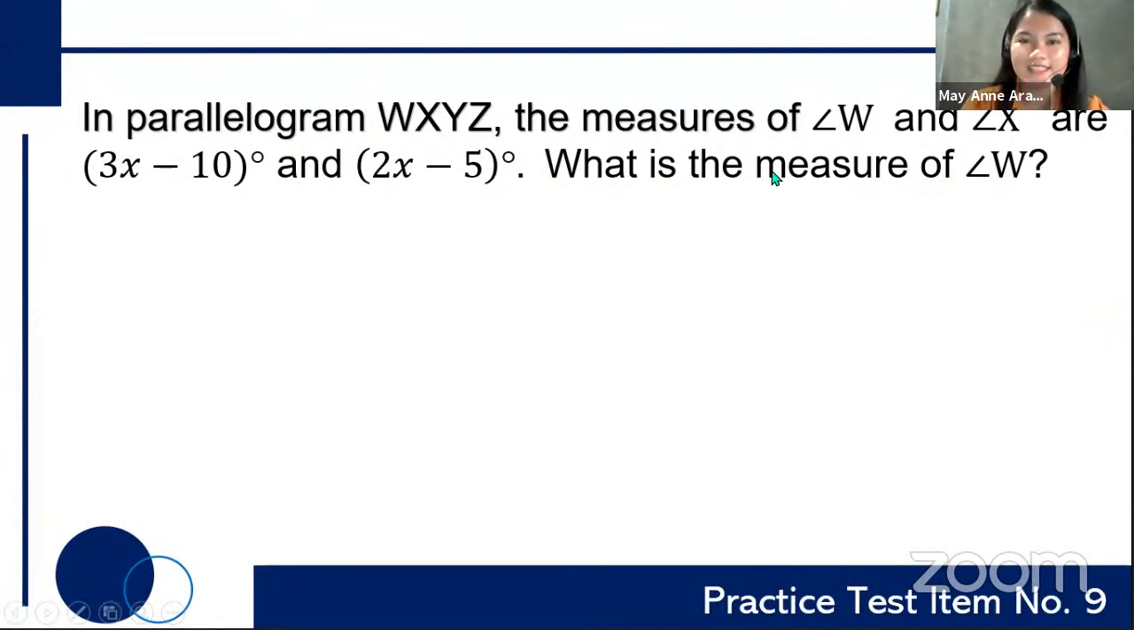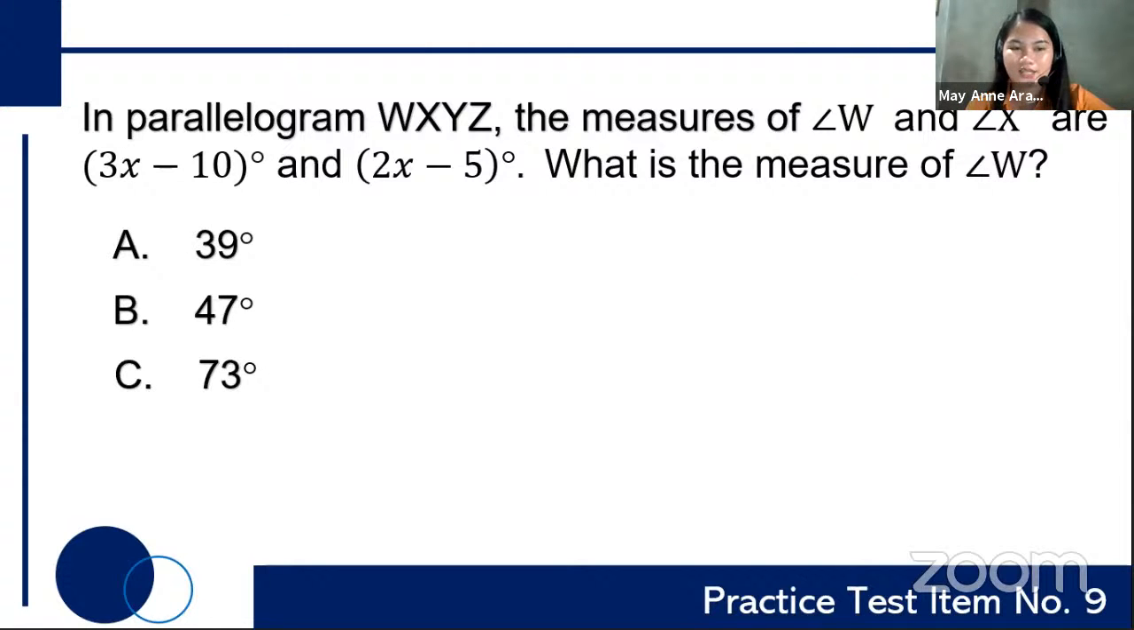Okay, again, let us have this problem. In parallelogram WXYZ, the measures of angle W and angle X are 3x minus 10 degrees and 2x minus 5 degrees. What is the measure of angle W? These are the choices: A, 39 degrees, B, 47 degrees, and C, 73 degrees.